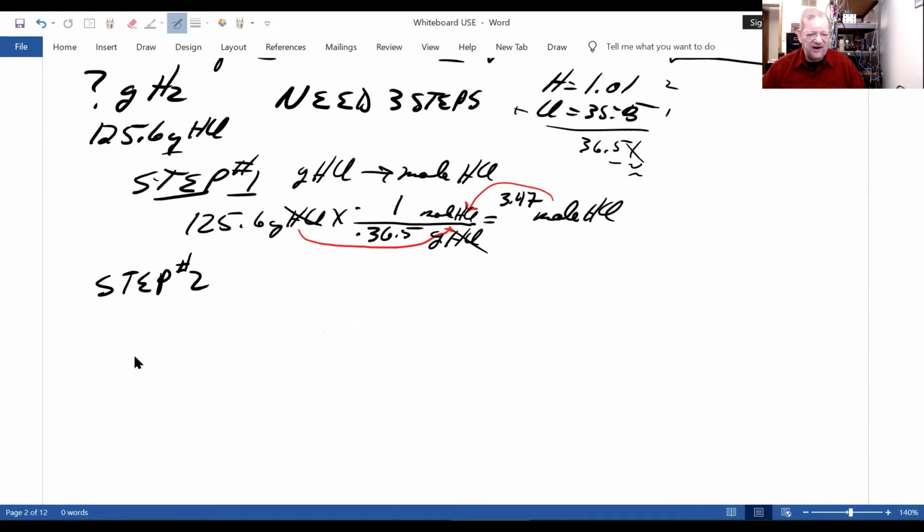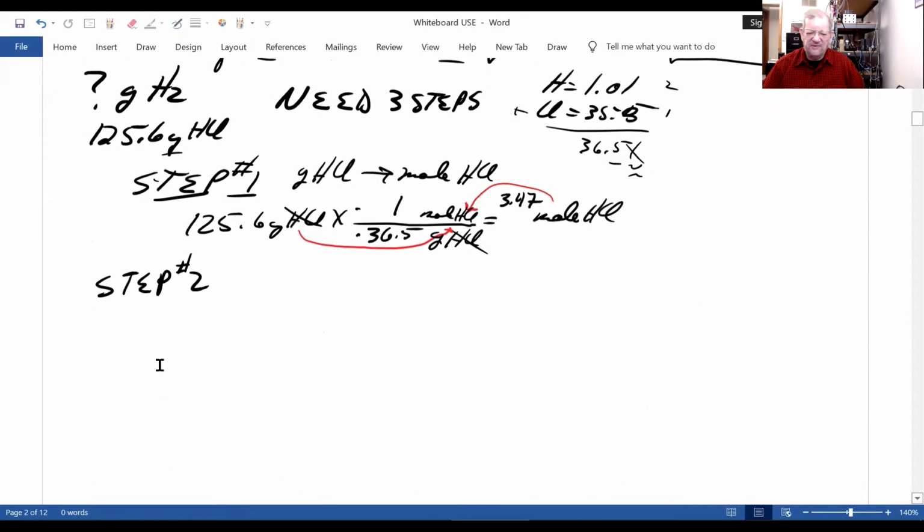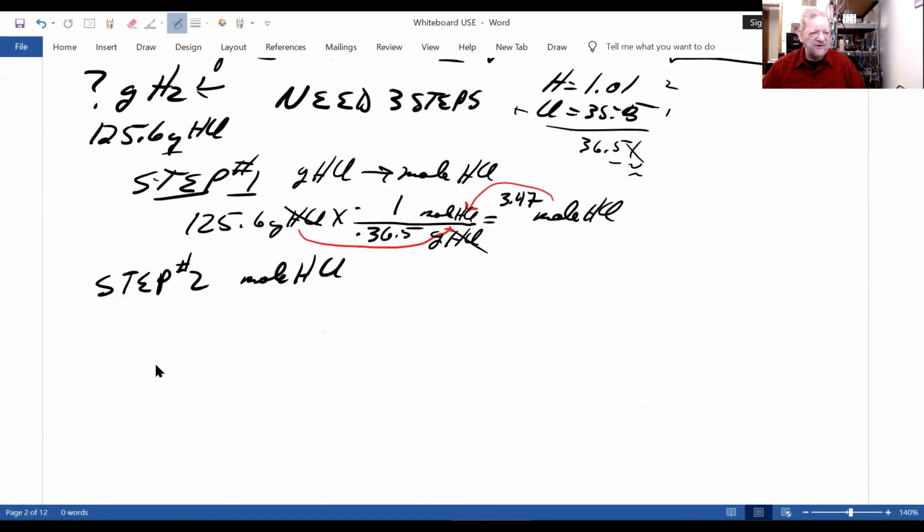And now my second step, moles of A to moles of B. Well, what's A? Moles of HCl. What's B? Whatever we're trying to calculate in grams, first we have to calculate that in moles. And so I have 3.47 moles of HCl.